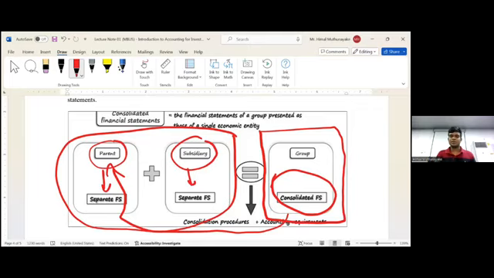You are the parent because the responsibility of preparing the group financial statement lies with the parent. Always think that you are the parent when you are preparing the group financial statement or the consolidation financial statements, right?